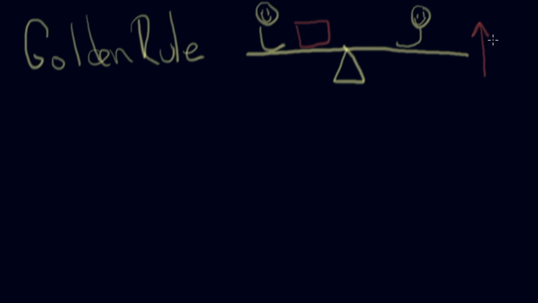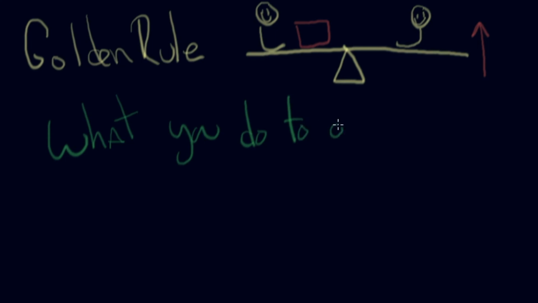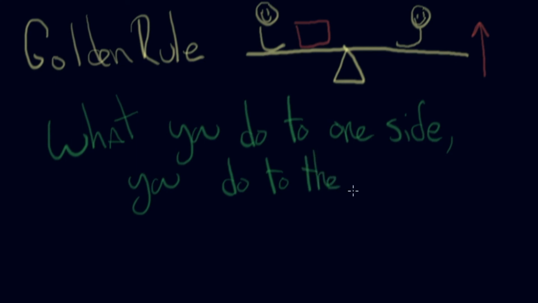So that's the idea we're going to use for math, because the golden rule for math, perhaps the most important thing you're going to hear, is what you do to one side, comma, you do to the other. That's it. If you follow this rule, you will be successful in math.